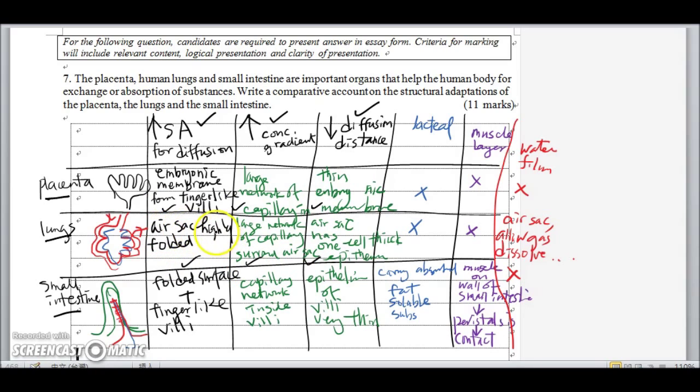For example, air sac, you must say the air sacs are highly folded. And in placenta, you mention the embryonic membrane forms finger-like projections. You must say finger-like. So look at the structure and you will write it out as usual.